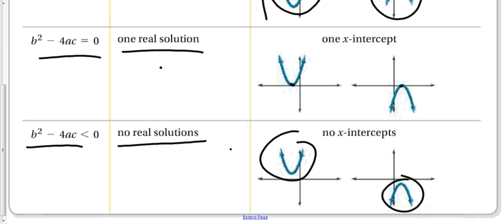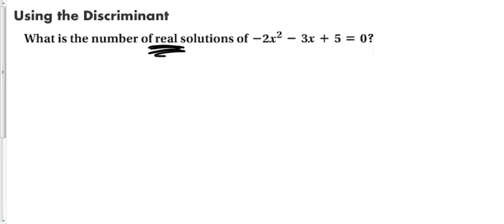This case actually does still have 2 answers, but because it's 1 solution, that answer happens twice. Okay, and we'll talk about that more in chapter 5 as well. But for now, what is the number of real solutions? Well, if I want to know, use the discriminant. It's set equal to 0, so I'm pretty good.